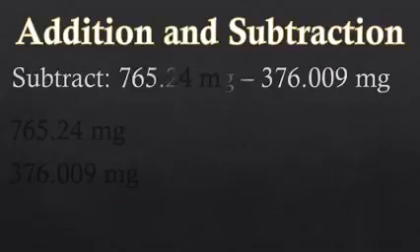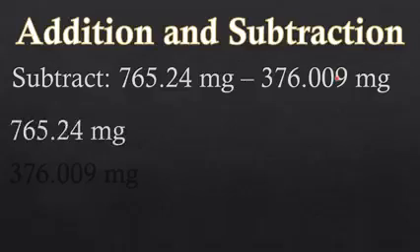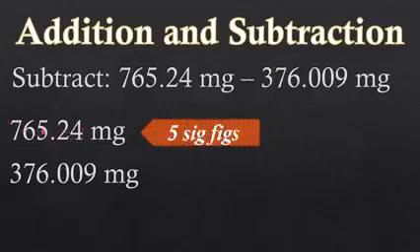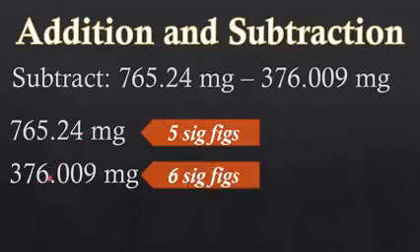Another one, subtract 765.24 milligrams minus 376.009 milligrams. So meron tayong dalawang numbers involved. We have the 765.24 and 376.009. Alamin muna natin kung ilang significant figures yung nilalaman ng bawat number. In 765.24, there are 5 significant figures, while in 376.009, meron tayong 6 na significant figures.